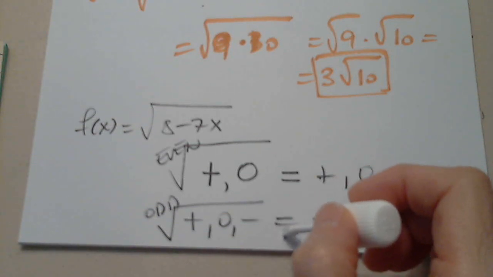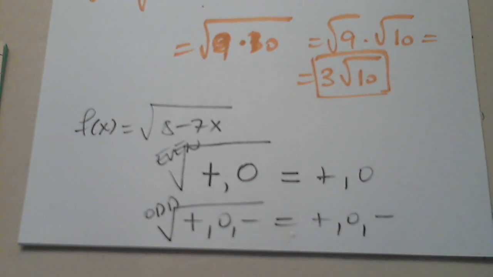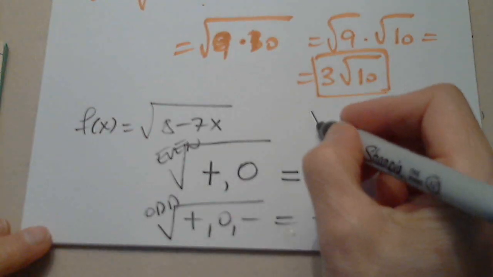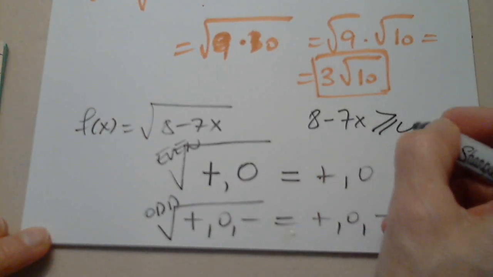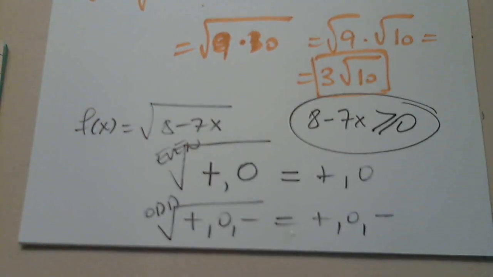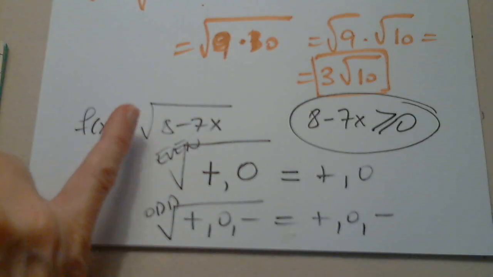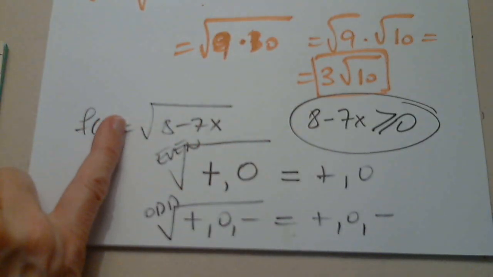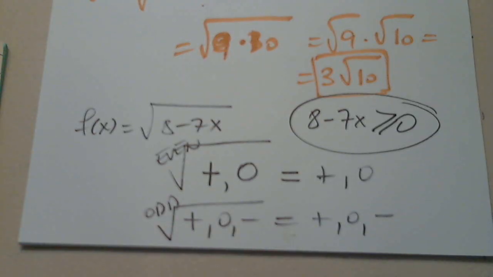One, that the quantity under the square root or fourth root or sixth root is greater than or equal to 0. 8 minus 7x must be greater than or equal to 0. You solve the inequality, and that's your domain. Because the index is even, I have to write this. If the index were 3 or 5 or 7, I would not have written anything, just the domain is all real numbers.